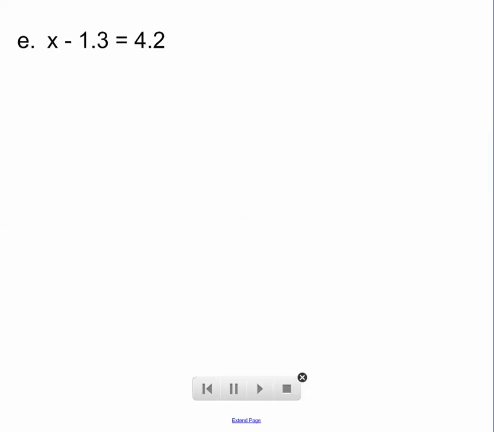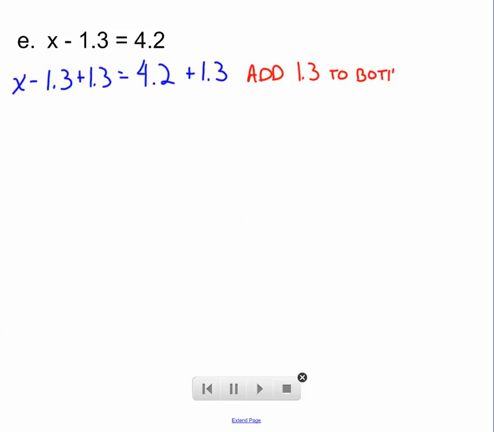Let's do some more. x minus 1.3 equals 4.2. So I'm going to add 1.3 to both sides, because the opposite of subtracting 1.3 would be to add 1.3. I'm adding 1.3 to both sides. Then I'm going to simplify both sides. 4.2 plus 1.3 is 5.5, and likewise on the left side, negative 1.3 plus 1.3 is 0. So you'd have just x left on the left side.